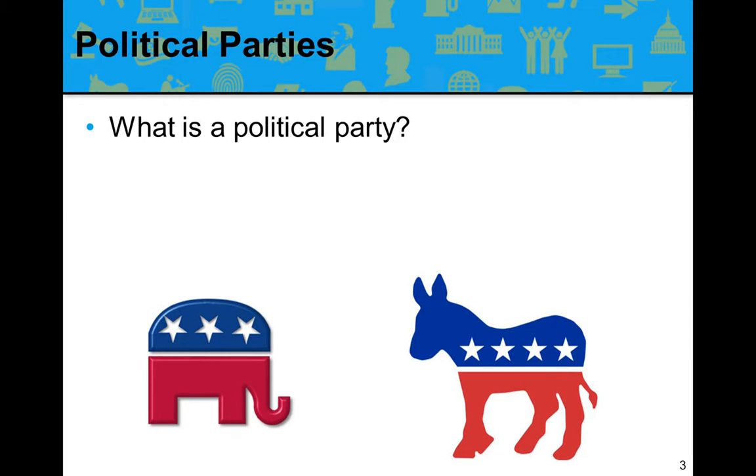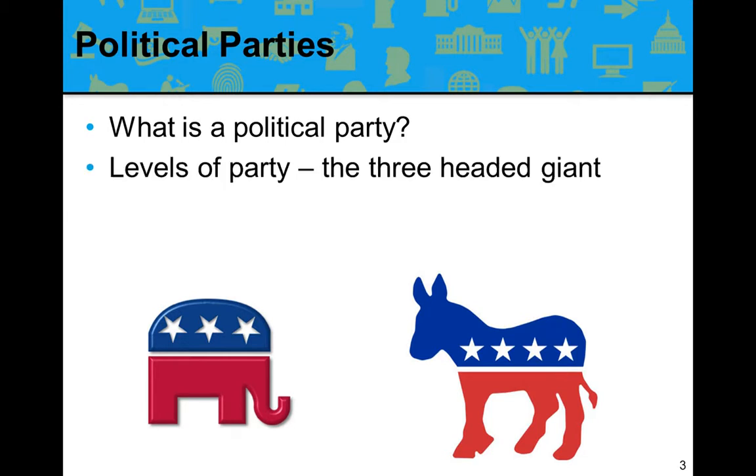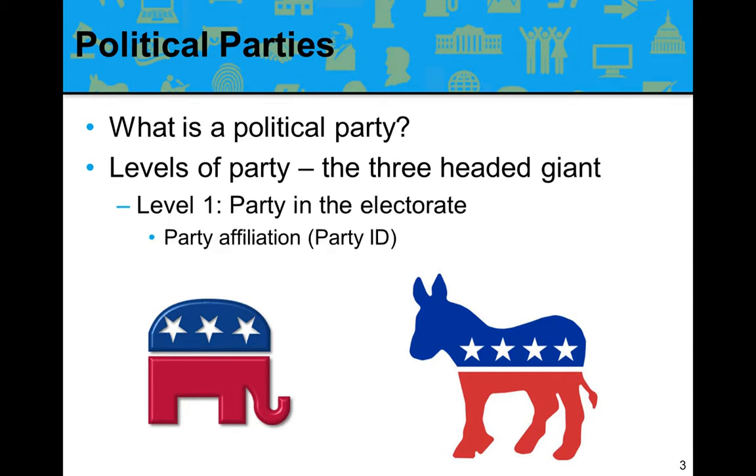Okay. There are different levels of party. Many people refer to this as the three-headed giant. So there's 3 meanings or 3 levels of party. First is the party in the electorate. And we've talked a little bit about this before, and this is where people identify with one political party or another. This is party affiliation or party identification or party ID. So party in the electorate really just refers to those who identify with a certain party. It has a psychological attachment. People identify themselves oftentimes by the political party.